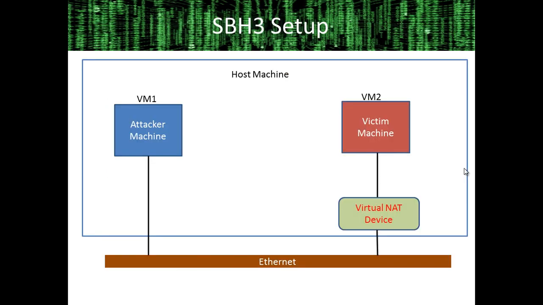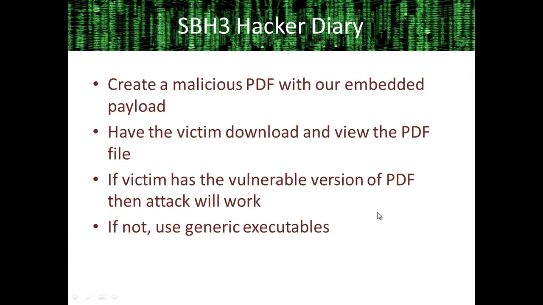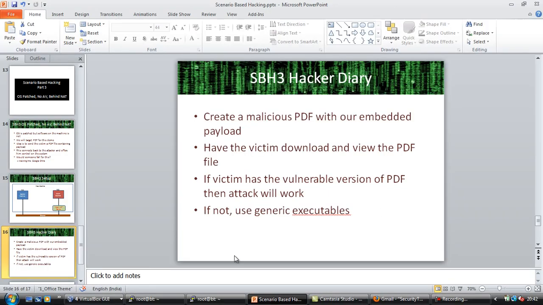So what is going to be the setup for SBH3? This is exactly the same setup as SBH2, where we have the attacker machine running BackTrack and the victim machine running Windows XP behind a NAT device. So how would this work? Well, we'll create a malicious PDF and embed our payload into it. We'll have the victim download and run it, view the PDF file that is. If the victim has the vulnerable version of PDF reader, then this attack would work. Else we'll look at other avenues.